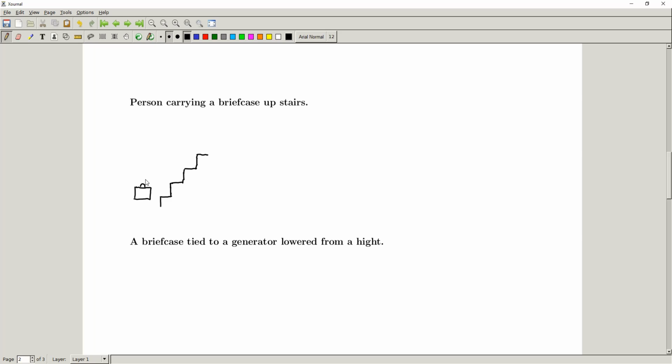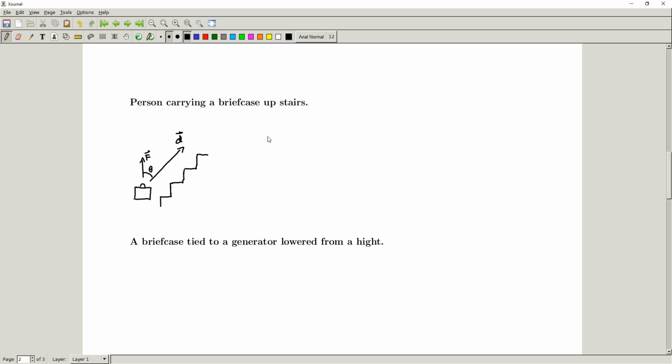So a person's holding the briefcase up, so they're applying some force in this direction, and the briefcase is being displaced. It's moving up these stairs in this direction. So that's our displacement. Okay. And so what is our theta here? Well, our theta is going to be the angle between the two of these, right? So theta here is this. And so is there work being done?